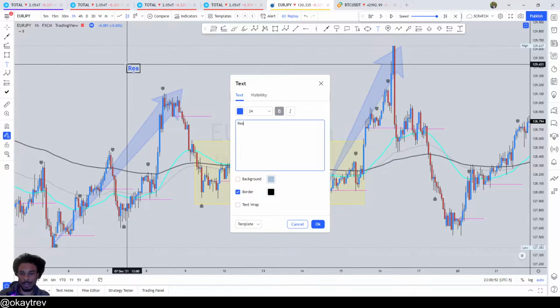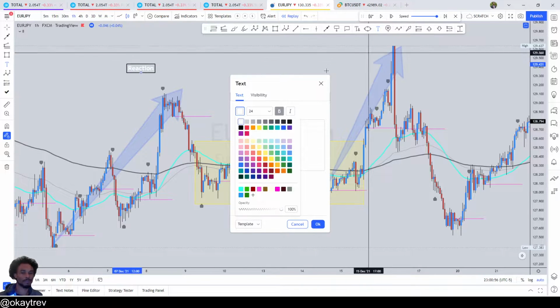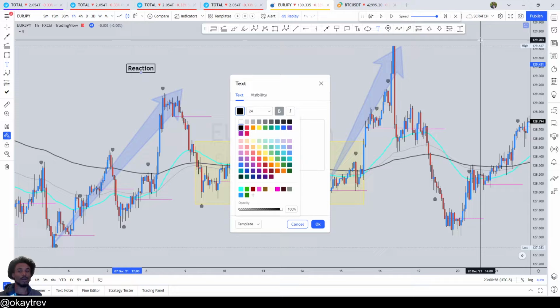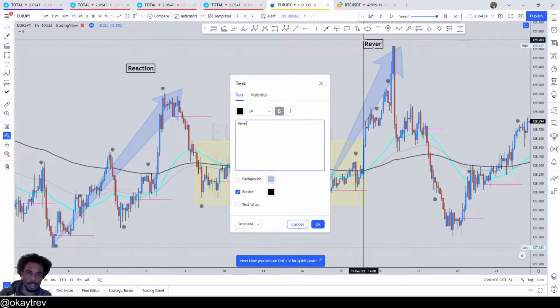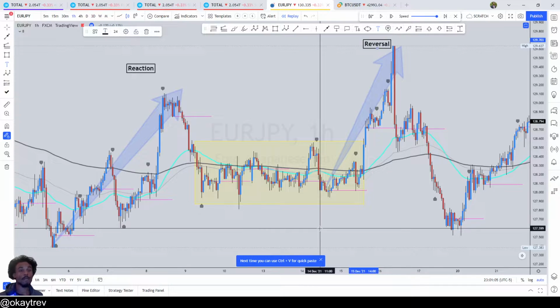Let me explain. The reaction is usually our first move. Write that down. Not always, but our reaction is usually our first move, and the reversal is usually our second. The reaction is prepping and setting you up for the reversal. In order for there to be a reversal, there must have been a reaction.